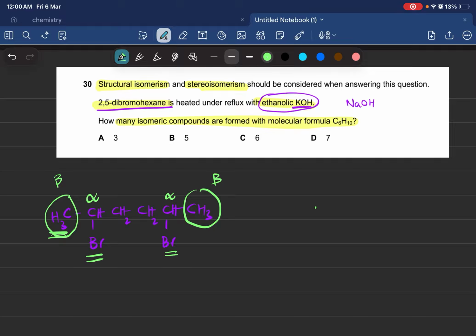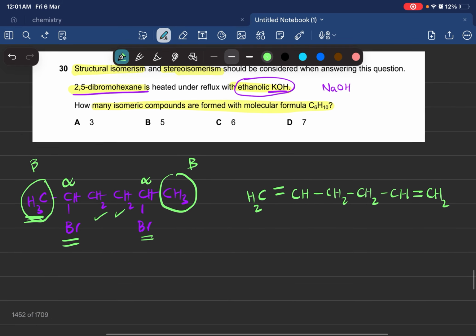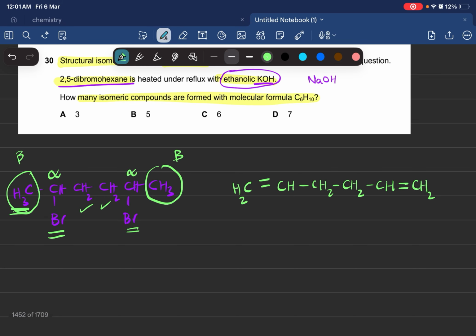So now what will we do? CH2, I'm removing this from the corner, okay, this one. Then it's CH, and then we have a CH2 and then we again have a CH2, CH2, and then we have a CH double bonded CH2. Okay, that's the first kind of isomer I can think of.